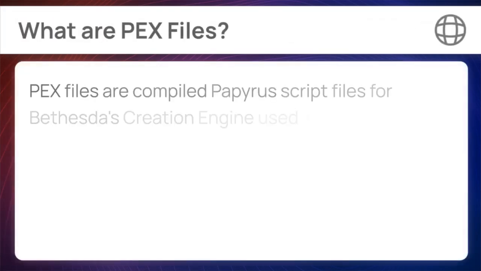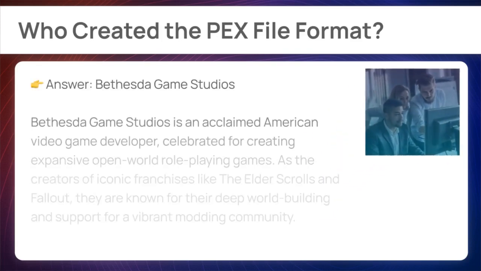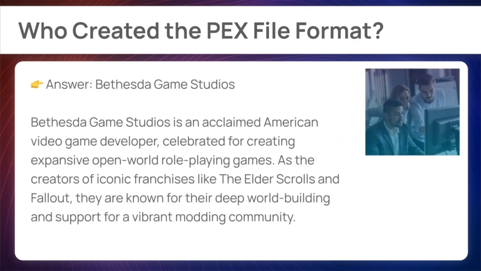PEX files are compiled Papyrus script files for Bethesda's Creation Engine used in Skyrim, Fallout 4, and Starfield. They contain compiled bytecode from the Papyrus scripting language that controls game logic, quest progression, NPC behavior, and gameplay mechanics.